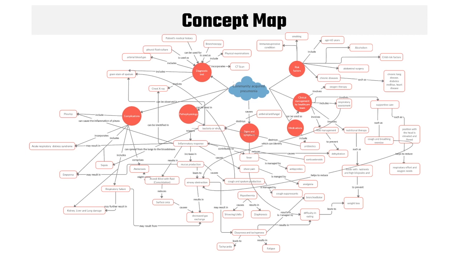Additionally, another example includes airway obstruction, which is due to mucus production within the pathophysiology of pneumonia, and this results in the occurrence of symptoms such as dyspnea and tachypnea, which then can be managed by the use of bronchodilators, again in relation to medication management. Several other links and connections of community-acquired pneumonia are also able to be discovered within this concept map. However, we'll also be discussing these topics in more depth throughout this presentation.